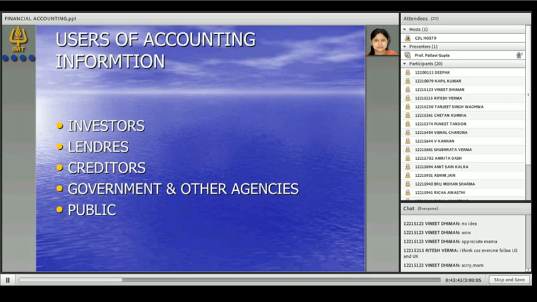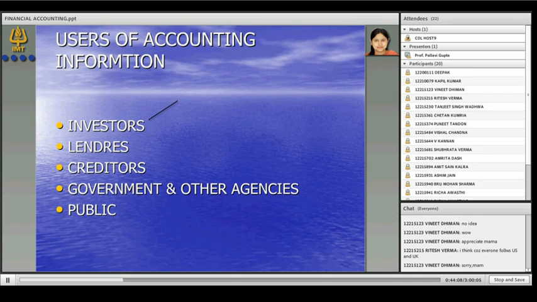Uses of accounting information. Now, why do we need to prepare this accounting information? Who all requires this information? The first person who requires this information is the investors.